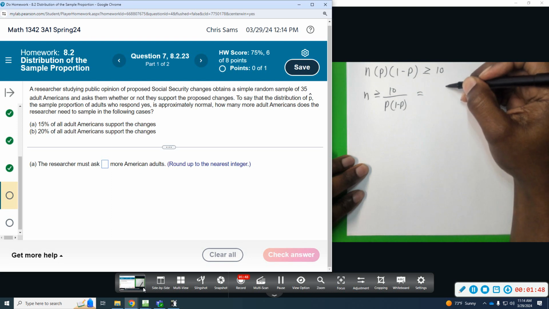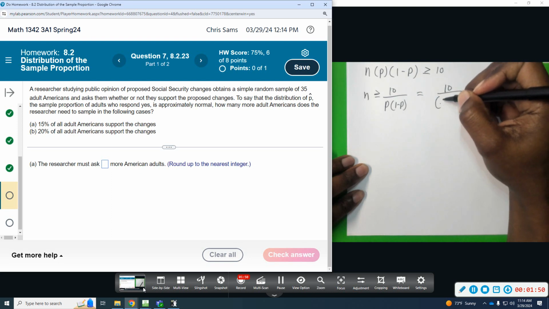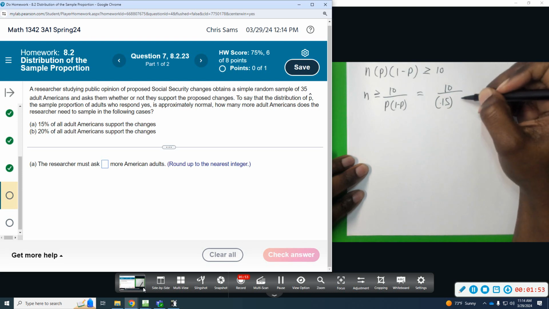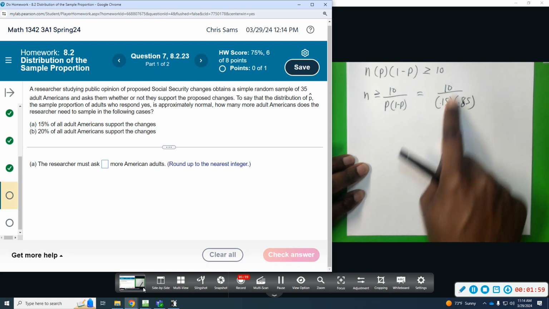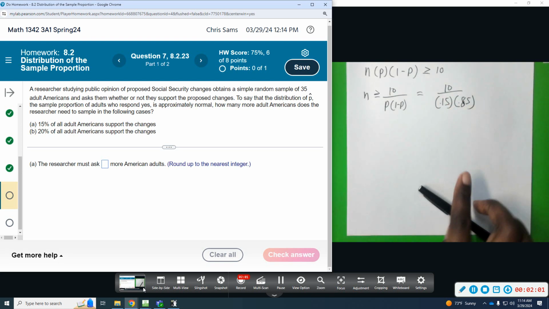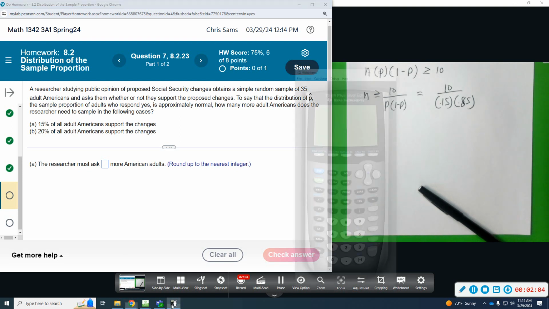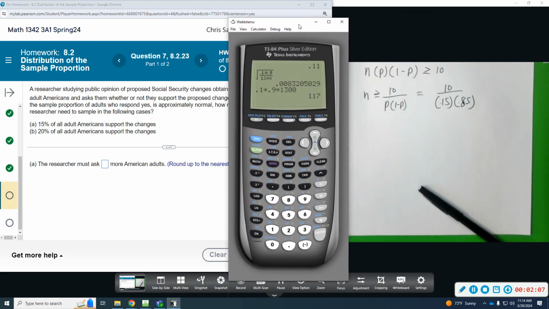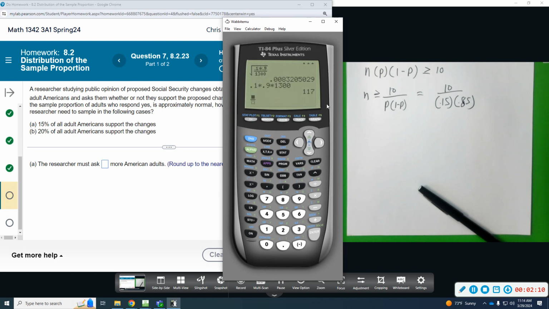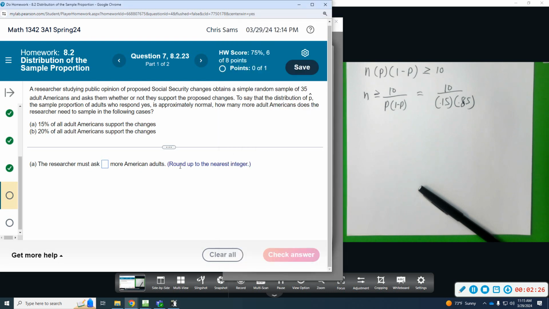So what that means is 10 on the top, and then we have 0.15 for the 15%, and then 1 minus 15% is going to give us 85%, so 0.85. Okay, so we're going to figure what this is, and then we can find the difference. So I'm going to do 10 divided by 0.15 times 0.85. If you're not putting it in fraction form, you have to put the whole denominator in parentheses so it computes correctly. So this gives us 78.